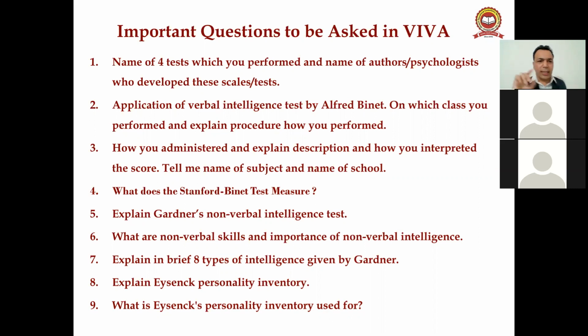Number 3: how you administered it, explained the description, and how you interpreted the score. Tell me the name of the subject and the name of the school. This is already discussed. If the examiner asks, you can say that I applied it in this school, and this is the name of the student. Number 4: what does the Stanford-Binet test measure? Simple: intelligence, verbal intelligence.